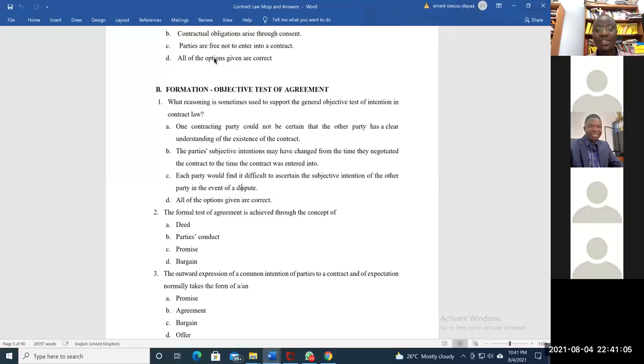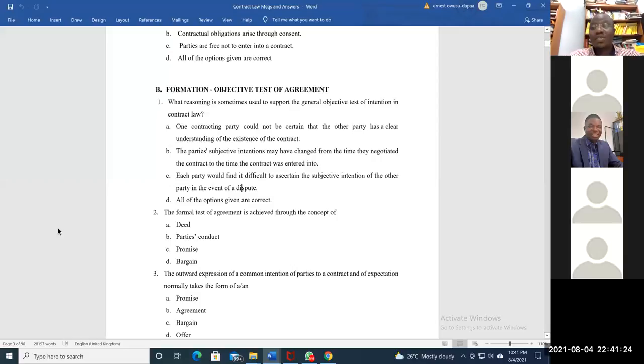Is it the case that you cannot see the screen? Please, can you confirm if you are seeing the screen or not? Are you seeing the screen that I'm sharing? We still don't see it. All right, thank you. So what is the answer?